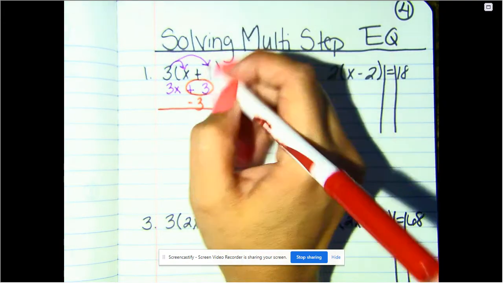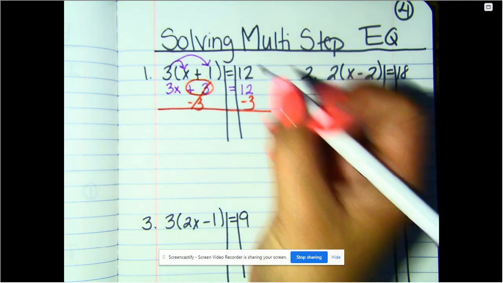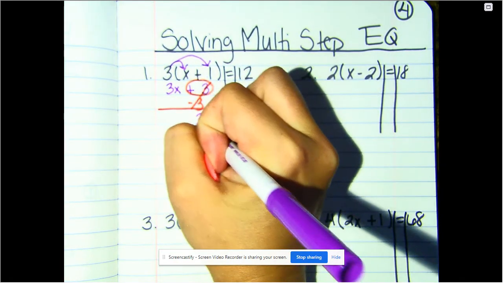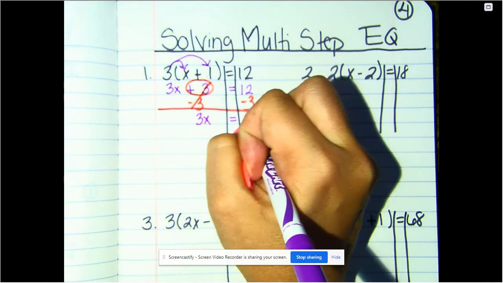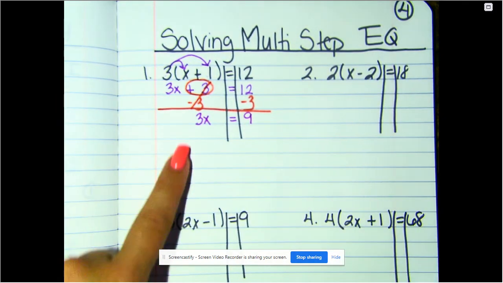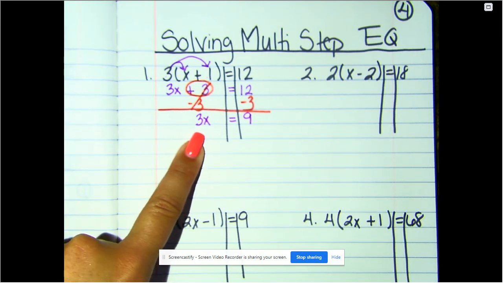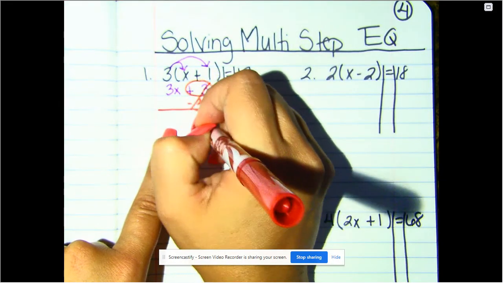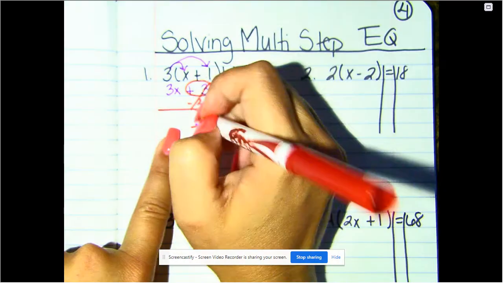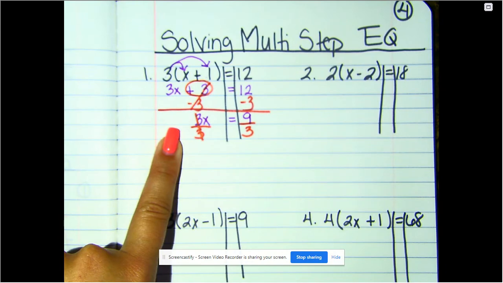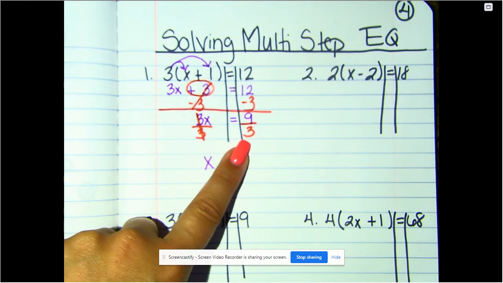This creates a zero pair, positive 3 and negative 3, or 3 minus 3 cancels. And so we are left with 3x. 12 minus 3 is 9. And we're not finished yet because we still have a coefficient in front of our x. So that operation is multiplication. So to undo that, we're going to divide. 3 divided by 3 is 1. So now I am left with x is equal to 9 divided by 3, which is 3.